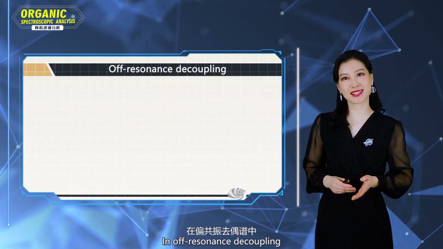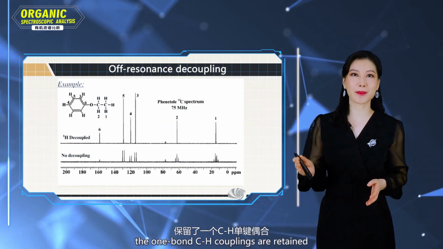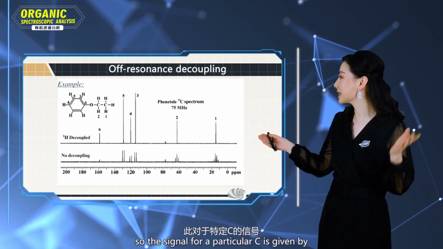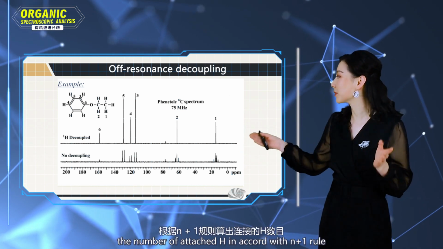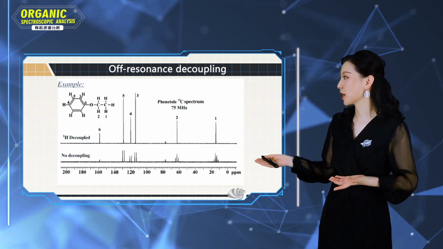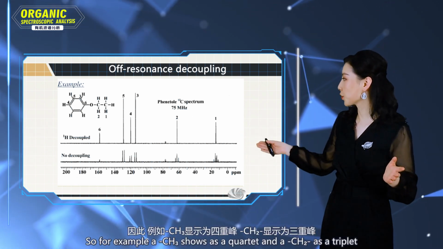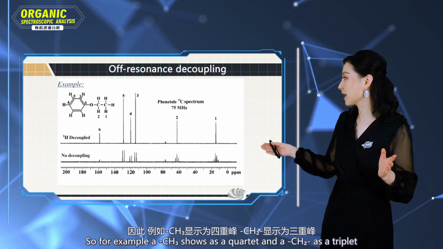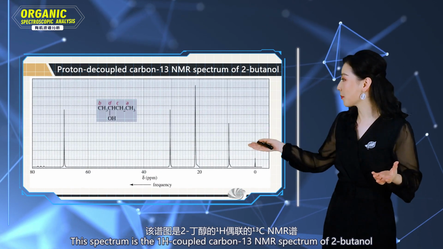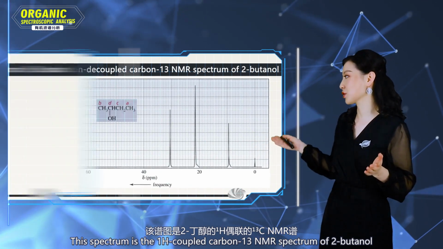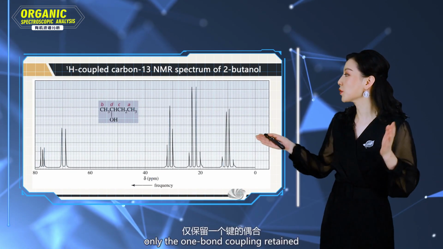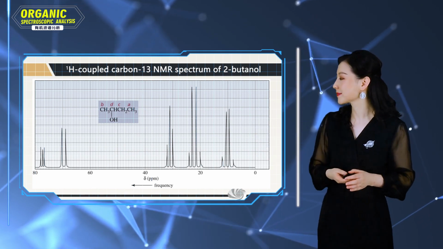In off-resonance decoupling, the one-bond carbon-hydrogen couplings are retained. So the signal for a particular carbon is given by the number of attached hydrogens in accord with the N+1 rule. So for example, a methyl shows as a quartet and the methylene as a triplet. This spectrum is the hydrogen-coupled carbon-13 NMR spectrum of 2-butanol. For off-resonance decoupling, only the one-bond coupling is retained.